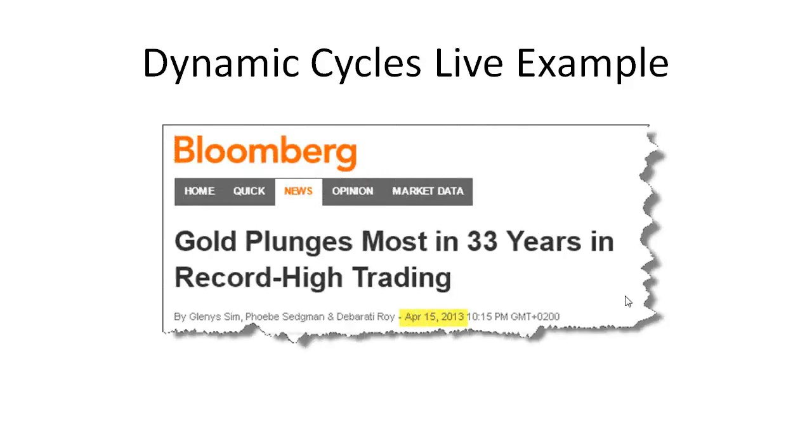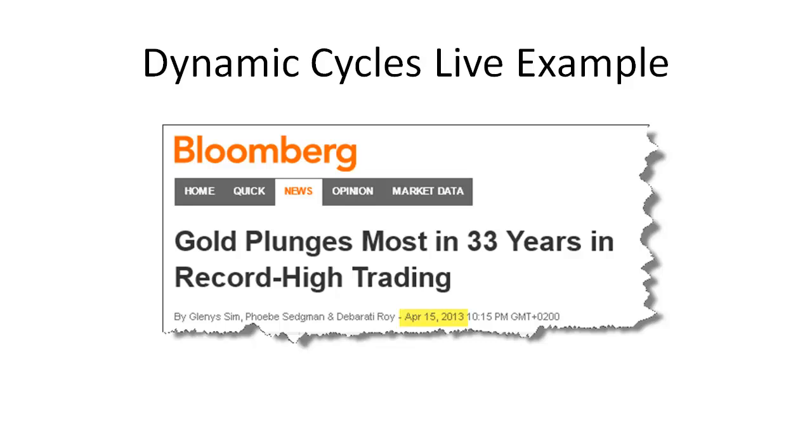Okay, this is an example of the dynamic cycles live in action. I want to review a current live example which occurred in the markets, especially gold and silver. I think we are all familiar with the latest drop of gold and silver at the end of March, a very heavy drop of over 20% in 2 to 3 days, and it was the biggest drop in 33 years of history.